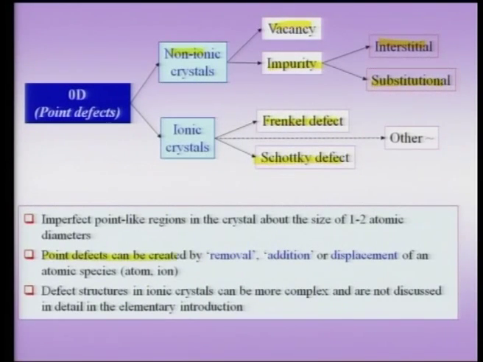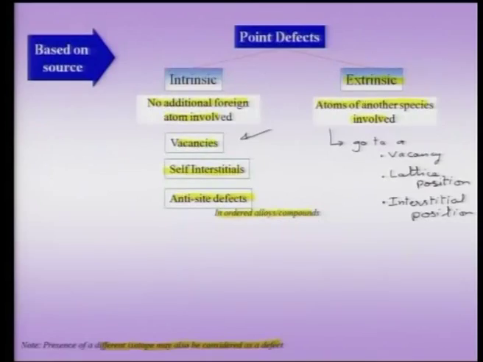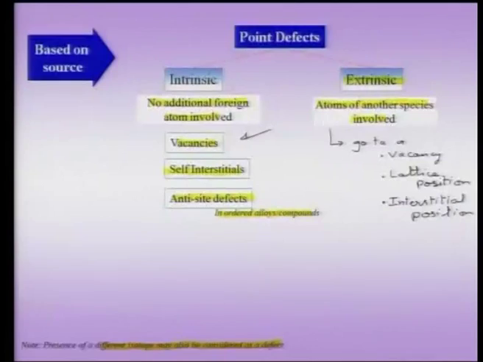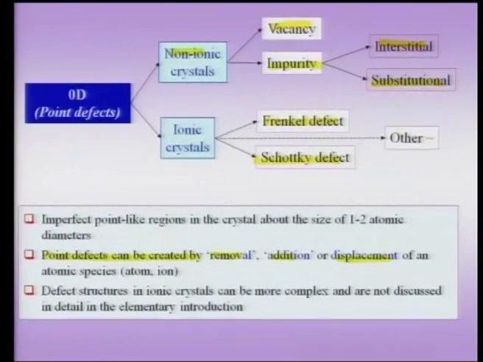Point defects can be created by removal, addition or displacement of an atomic species, and this aspect we already saw in the previous slide. For instance, we saw that removal constitutes a vacancy, displacement constitutes a self-interstitial, and addition consists of an extrinsic kind of point defect. So, we already saw this aspect.